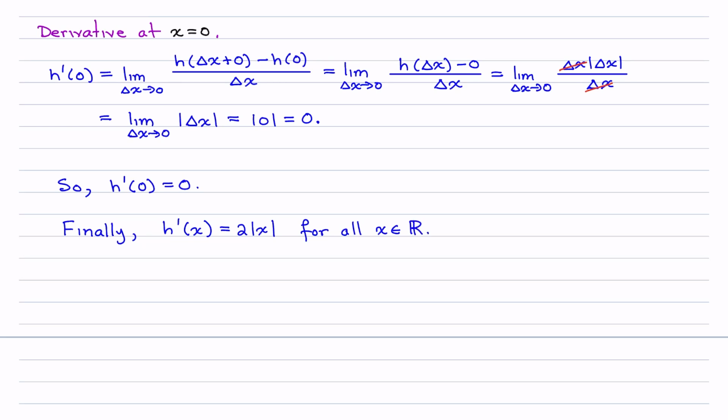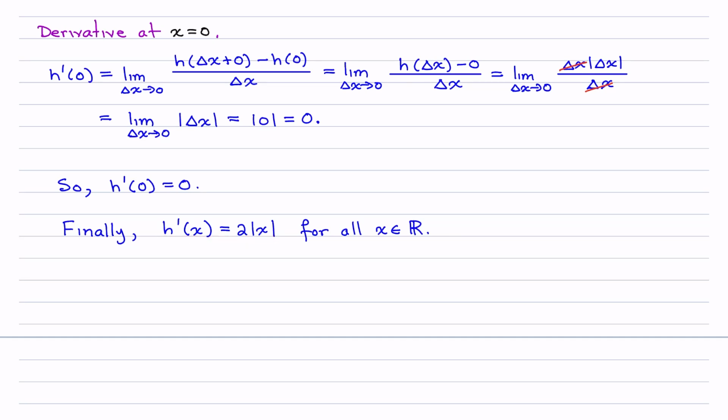Now why? Because this formula holds, we get the same result if x is 0. You get h prime of 0 is 2 times the absolute value of 0, which is 0. So this formula in fact holds for all numbers, including 0, once we've established that.